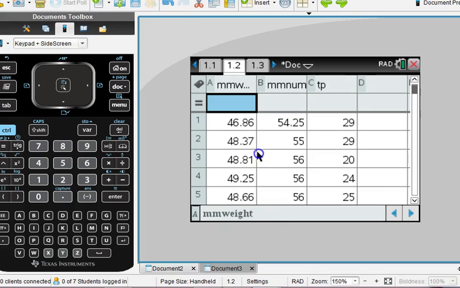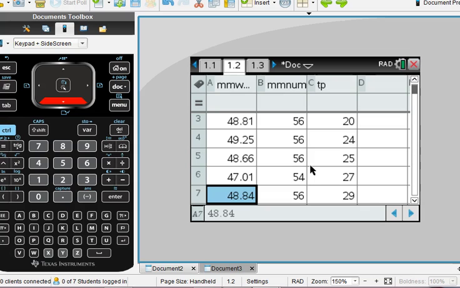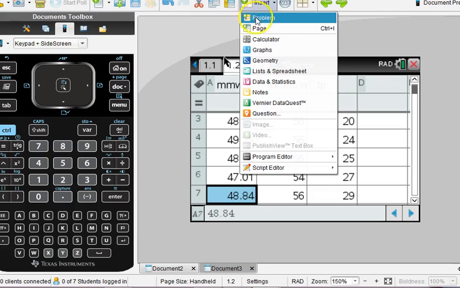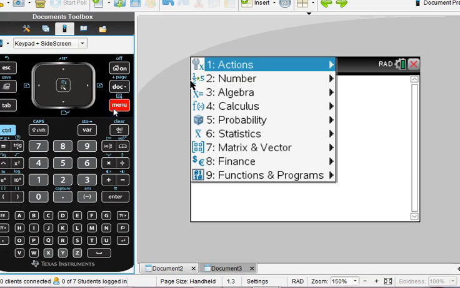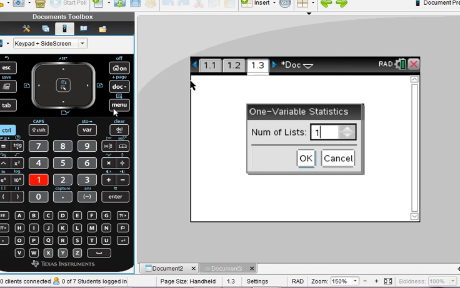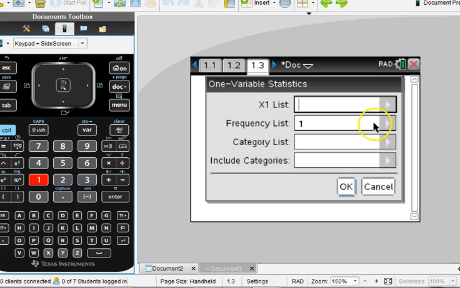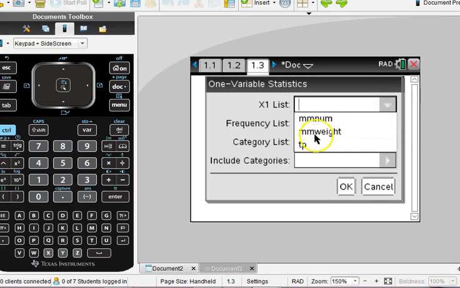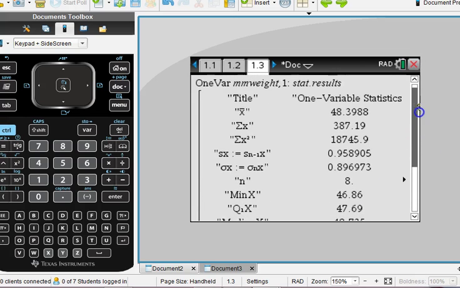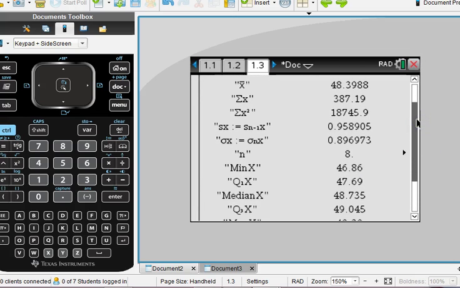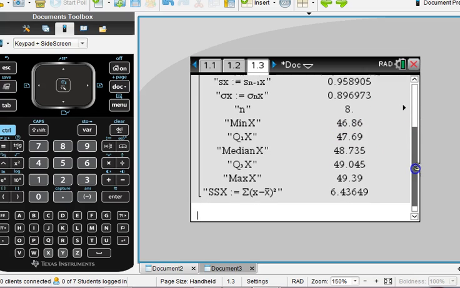So here are the weights that we got in our sample, and I then did a one variable stats. So let's go ahead and do a one variable stats of this. Menu, 6, 1, 1, and I had one list. My list is called M&M weights, and I did the one variable stats and got these values. Okay, so I know what x bar is, I know what s of x is, and n is 8 in this case with a small sample.